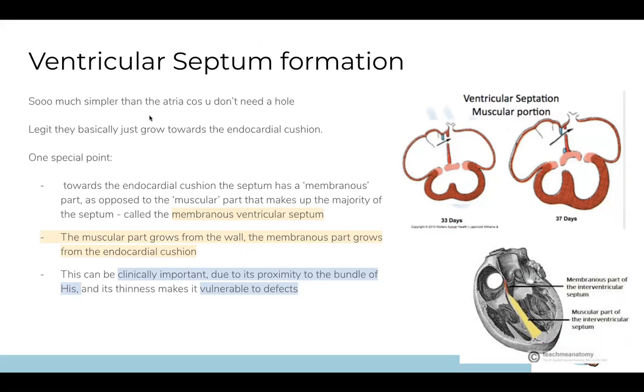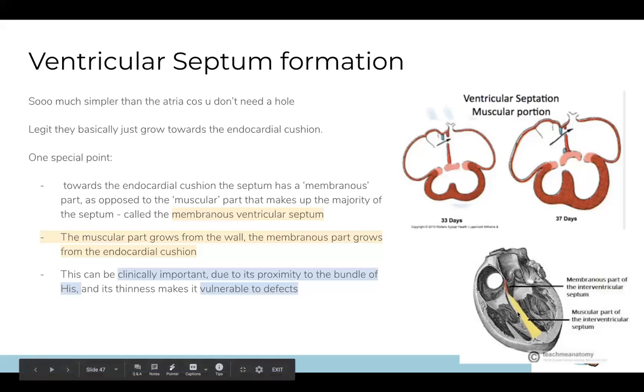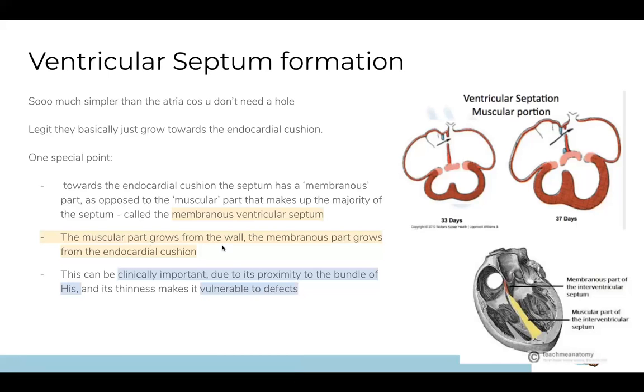But okay, your ventricular septum. It's a lot simpler. You don't need a hole. It literally just grows towards the endocardial cushion. That's basically it. The only special thing I could find about it is that the septum has a membranous part and a muscular part. The membranous part is kind of closer to the endocardial cushion. The muscular part makes up the vast majority of it. The muscular part goes from the wall upwards, but the membranous part actually goes from the endocardial cushion downwards, and then they meet.